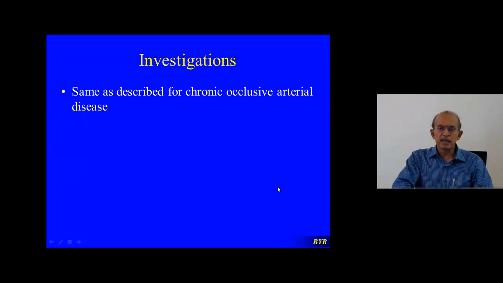Same investigations as described for chronic occlusive arterial disease. Already we have discussed at length the investigations for chronic occlusive arterial diseases. So these investigations will hold good for any other occlusive arterial disease. That means if you are asked in the examination to write about Buerger's disease, that is a chronic arterial occlusion, you can write the same investigations there. For atherosclerosis, you can write the same investigations. So I am not repeating them here.